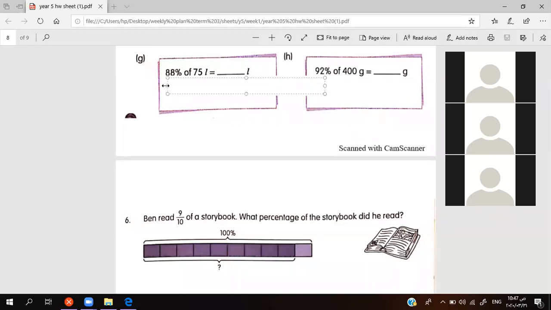Okay. 88% means 88 over 100 of 75. To solve it, what do I do? The number I have divided by its denominator, which is 100. My decimal will move 2 places, so it's going to be 0.75. Never forget that this 0.75 is only 1%. How many percent do I want? 88. So it's going to be 66.